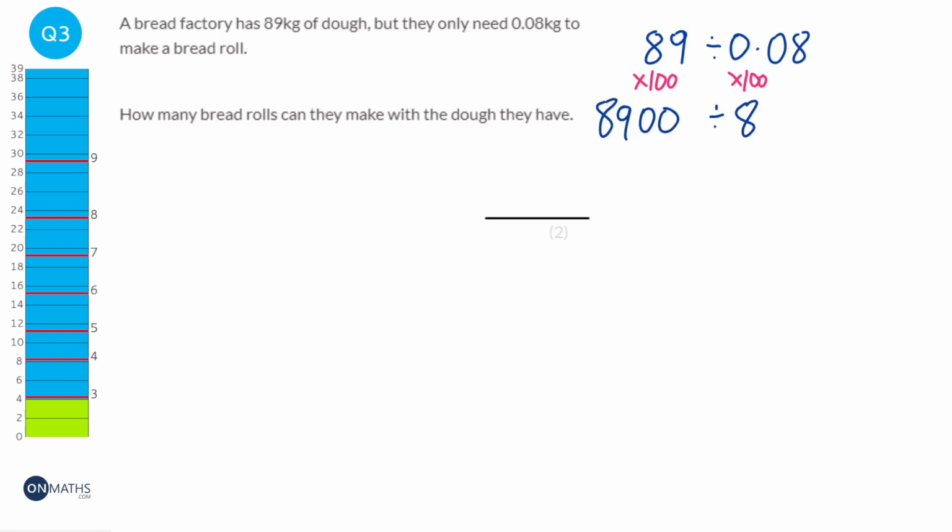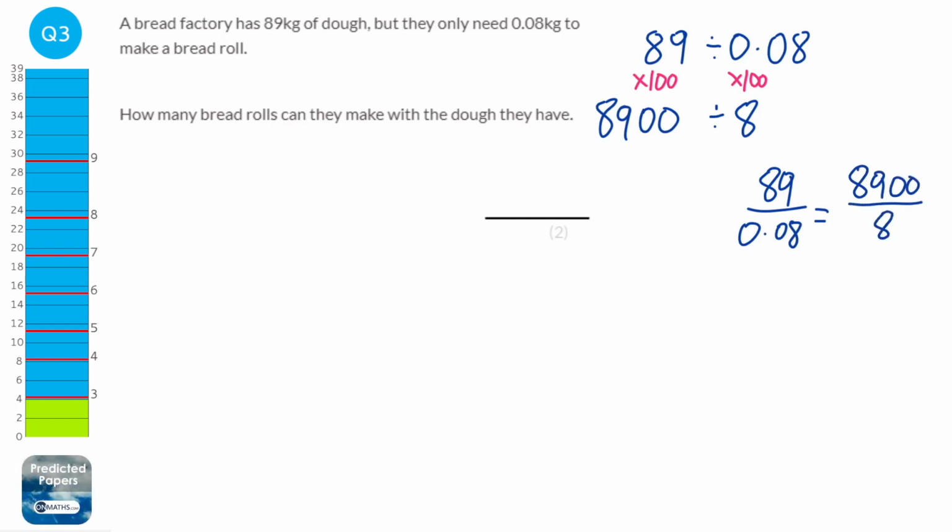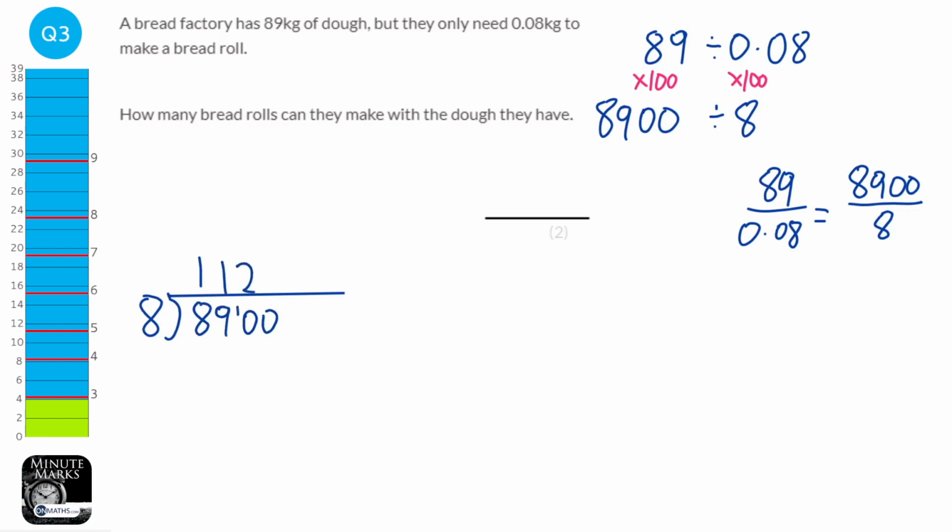The reason we can do that is 89 divided by 0.08 is the same as 89 over 0.08. And as a fraction, we can just times top and bottom by 100. So it would be this over 8. So now we can do the bus stop method. So 8 on the outside, and in fact, I might use a straighter line here. There we are. And we've got 8,900 on the inside. So 8 into 8 goes 1, 8 into 9 goes 1, remainder 1, 8 into 10 goes 2, remainder 2, 8 into 20 goes 2, remainder 4, and 8 into 40 goes 5.